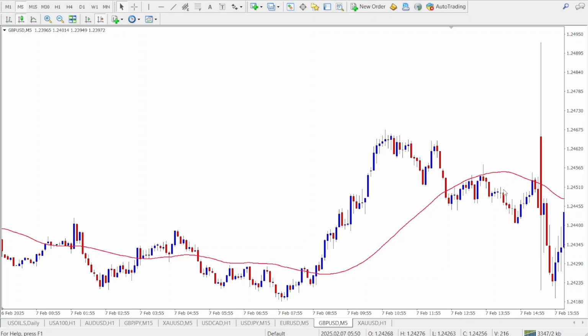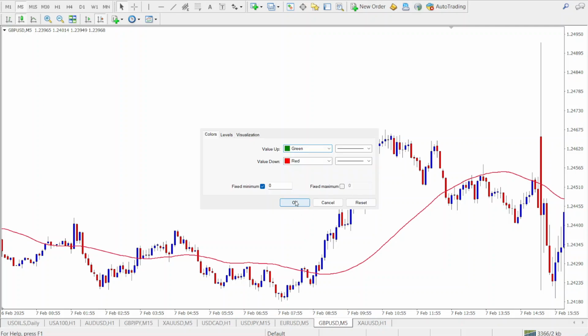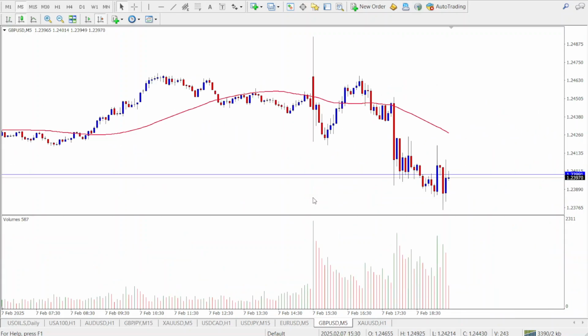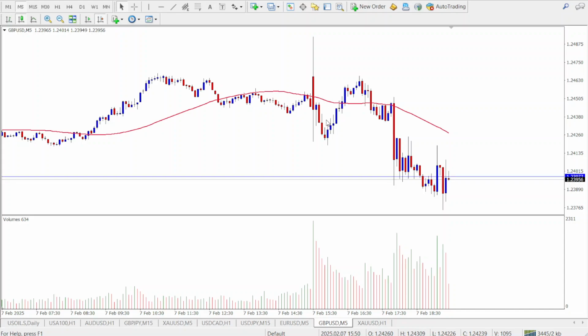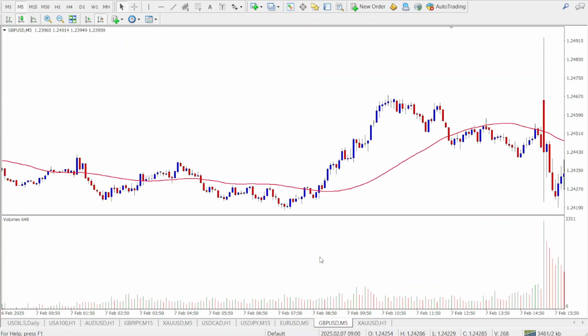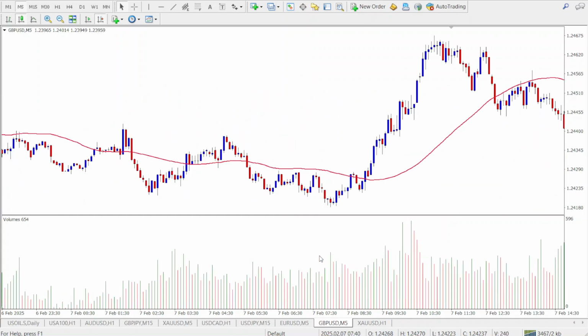Now volume tells us how strong a move really is, and for that purpose, I'm going to be adding the volumes indicator to the chart. Think of it like this: if price breaks above a moving average but with low volume, it's like a weak push. The move may not last. But if price moves above a moving average with high volume, that's like a strong push, making it a more reliable signal.